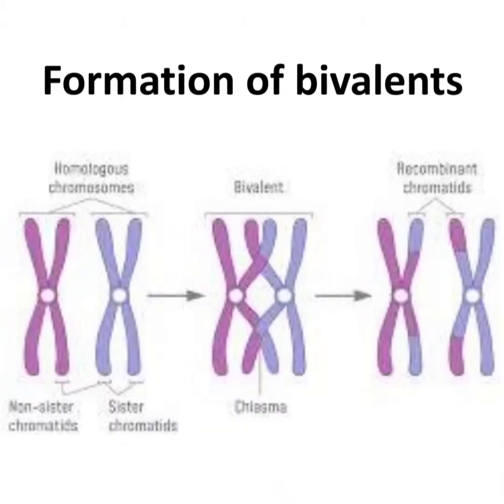Here in this image, you can see the two homologous chromosomes come close together. There are sister chromatids of the same chromosome and the non-sister chromatids of the different chromosome. And there is a formation of bivalent. And the crossing over occurs between the non-sister chromatids, resulting in the formation of the chiasma. This crossing over results in the formation of two recombinant chromatids and two non-recombinant chromatids.